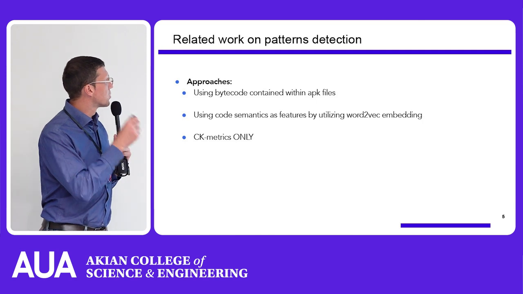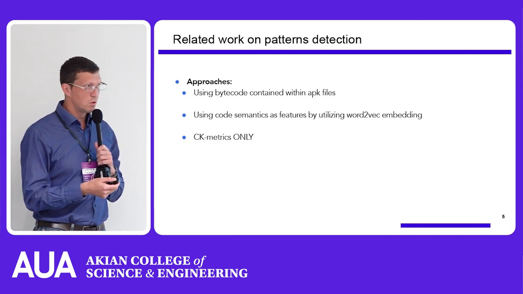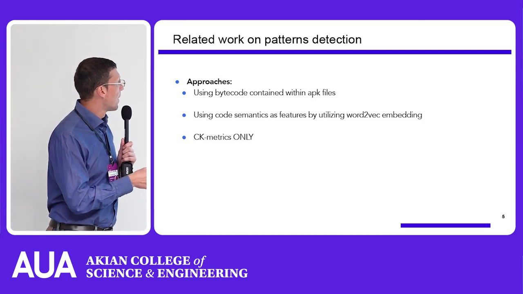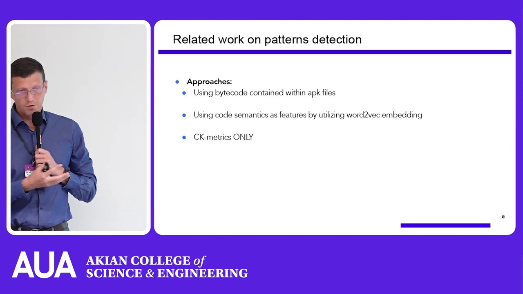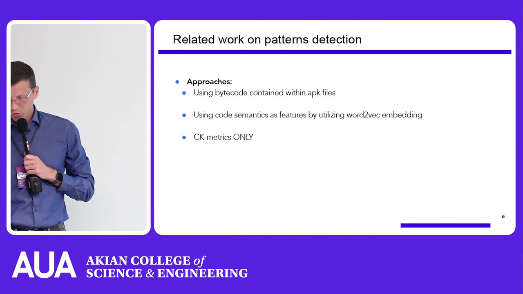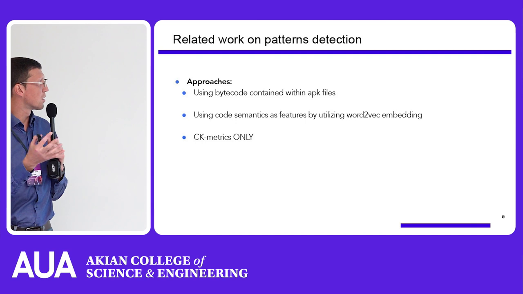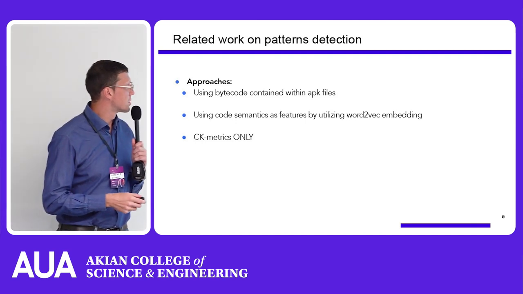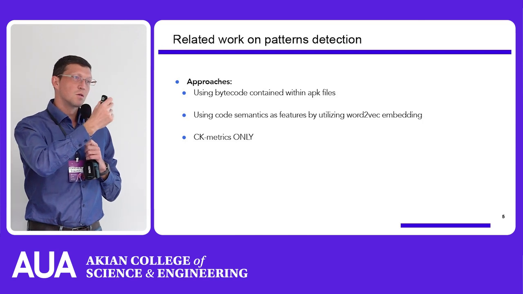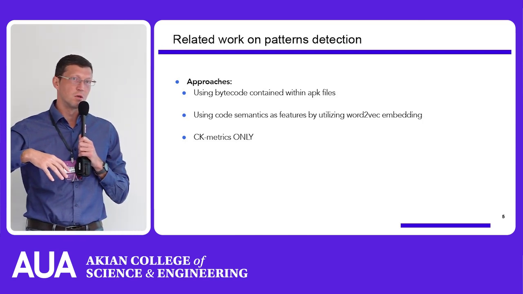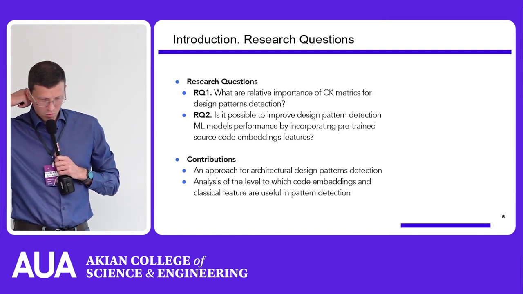There are approaches, I will not spend too much time on this, that are devoted to analysis of the bytecode, if we discuss Android applications. There are approaches using semantic features related to the source code, like training a word-to-vec model to extract semantic features from the source, putting them in the form of an embedding, and then training a classifier based on this word-to-vec representation. And there is a third approach, using the CK metrics only. Now you know what a CK metric is. So you run through the project, calculate all the CK metrics for the classes, and then make a decision about the pattern.